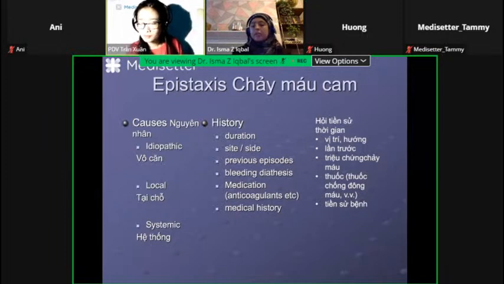It's important to ask if the patient has had nasal cautery before or whether they've had any nasal surgery in the past.